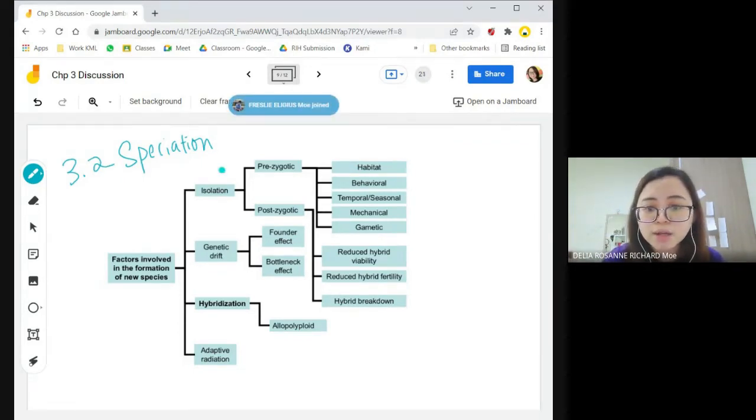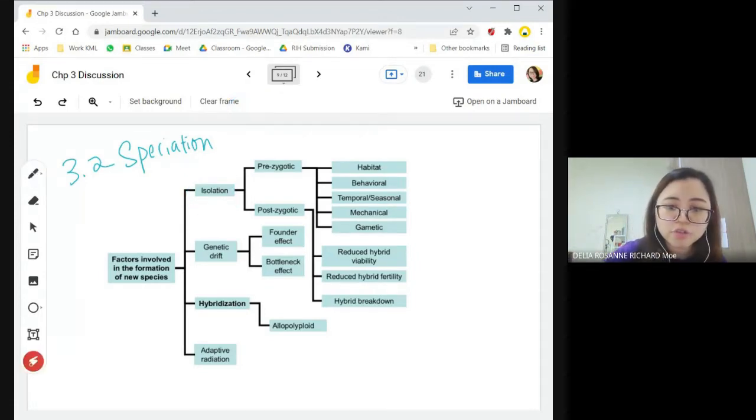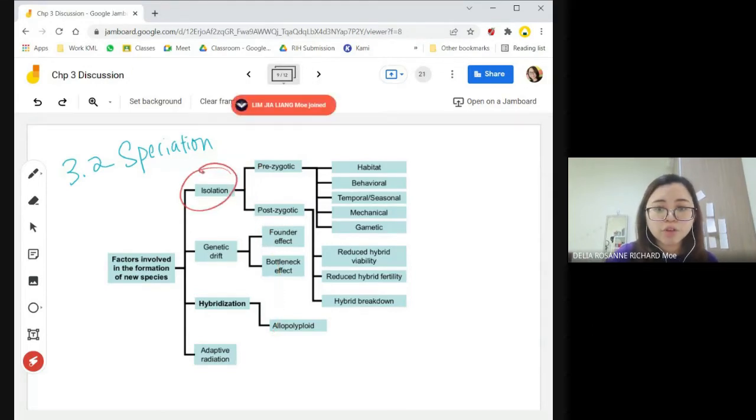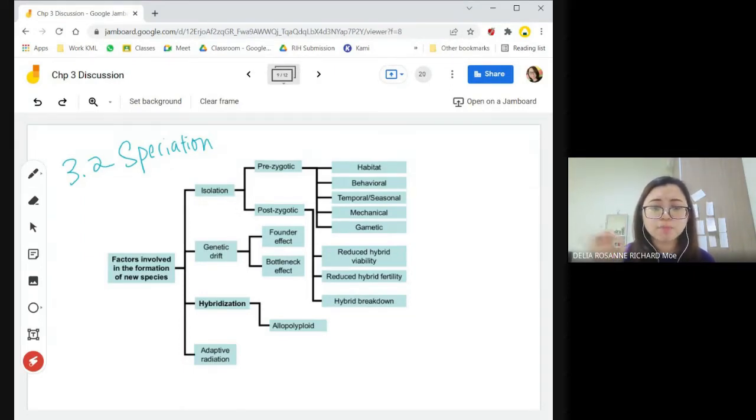So bila kita ada benda-benda macam ini, like reproductive isolation, genetic drift, hybridization, and adaptive radiation, not all the time, but sometimes it can lead to new species forming. Sometimes only one factor, sometimes many factors. Many factors together makes one new species. This one, I'm not going to go through each and every one. But do you have any questions about 3.2?